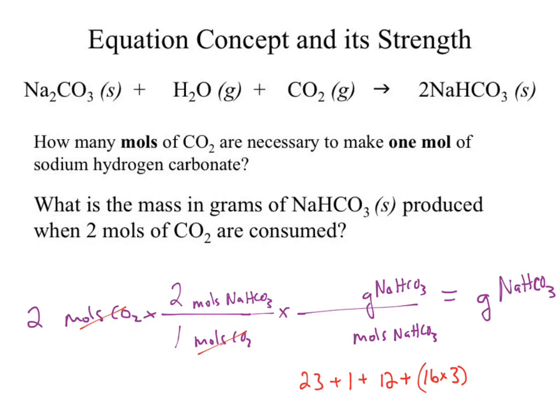So the periodic table gives me 23, 1, 12, and 16. Where did I get the 3 from? There's 3 oxygens in the formula. That should give me some number. That number is the grams per mole. What number shows up in front of grams? 84. What number shows up in front of moles? Punched it in the calculator. We now have our answer for grams of sodium hydrogen carbonate. Okay? Kind of makes sense?